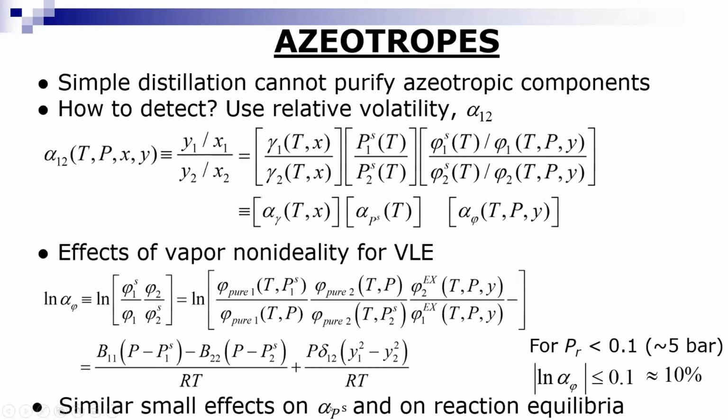And I can point out that if you do the analysis for the vapor pressure ratio, you get a similar small effect of vapor non-ideality in these systems. And also in liquid phase reaction equilibria, you don't get much non-ideality. So the relative volatility is basically a composition effect.